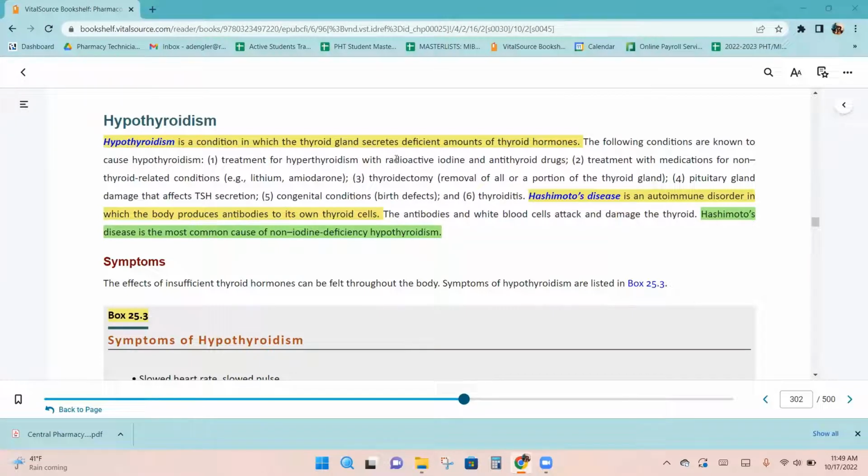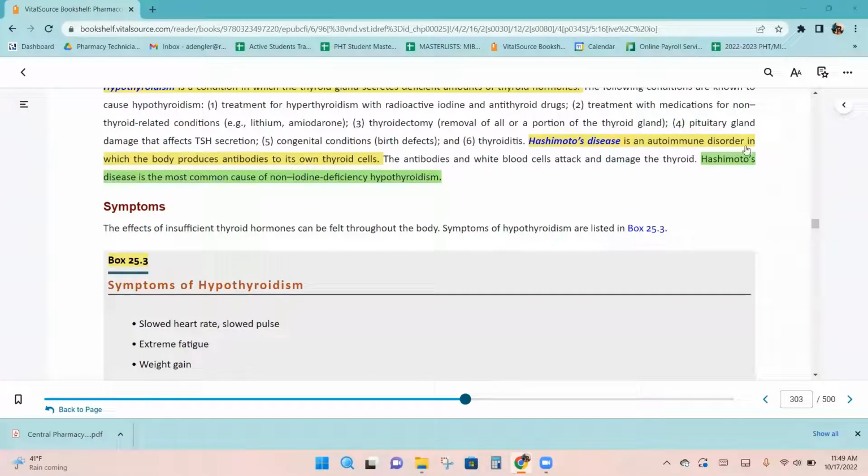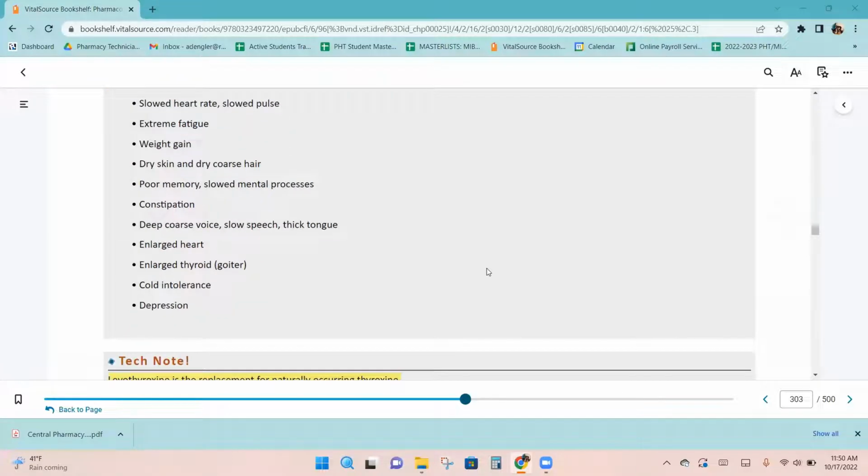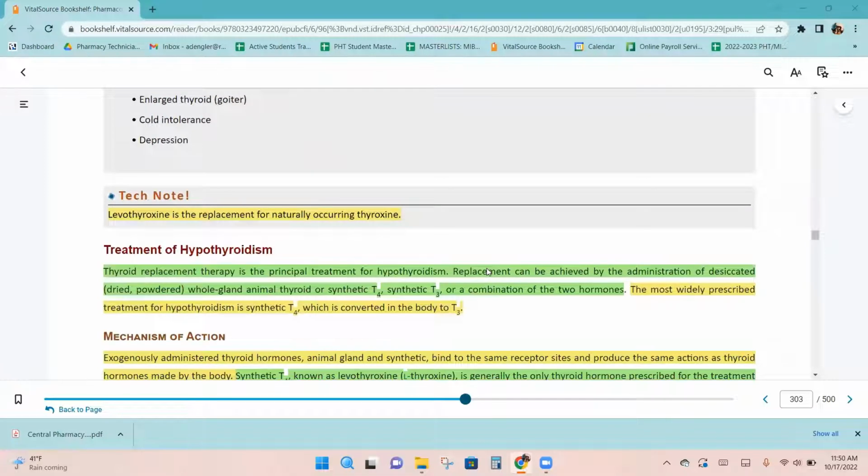Hypothyroidism is a condition in which the thyroid gland secretes deficient amounts of thyroid hormones. Hashimoto's disease is an autoimmune disorder in which the body produces antibodies to its own thyroid cells. The antibodies in white blood cells attack and damage the thyroid. Hashimoto's disease is the most common cause of non-iodine deficiency hypothyroidism. Box 25.3 shows us the symptoms of hypothyroidism. So extreme fatigue, weight gain, dry skin and dry coarse hair, poor memory, constipation, enlarged heart, depression for some of them. Just a little note, levothyroxine is the replacement for naturally occurring thyroxine.